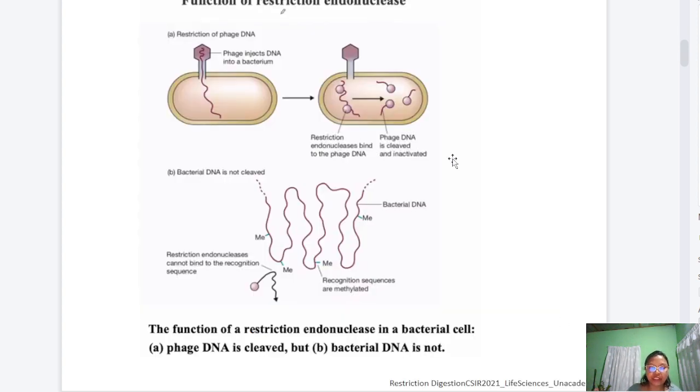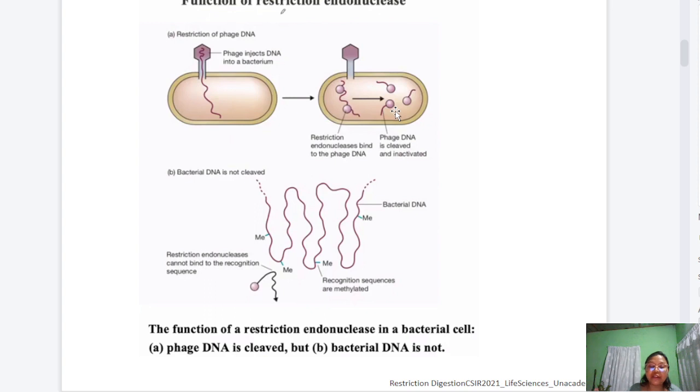if you look at this picture, you will understand it even more clearly. If this is a bacterium and you can see this bacteriophage which has infected it and is injecting its genome or DNA inside the bacterial cell, then what is going to happen? The circular pink colored dots represent the restriction endonucleases. Immediately, these restriction endonucleases are going to bind to the viral genome. And once they bind to the viral genome, what are they going to do? They are going to cleave it and make it inactive.